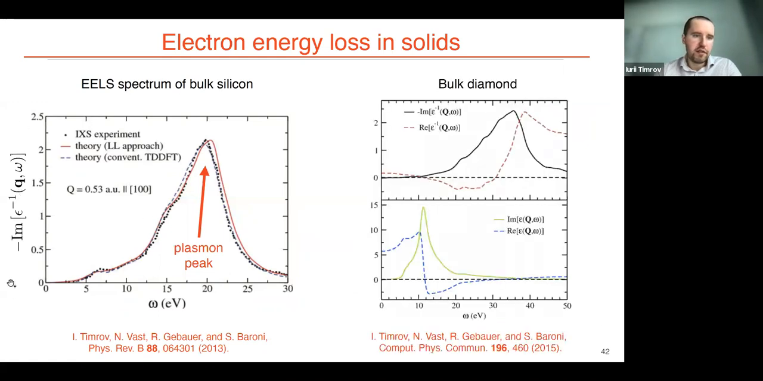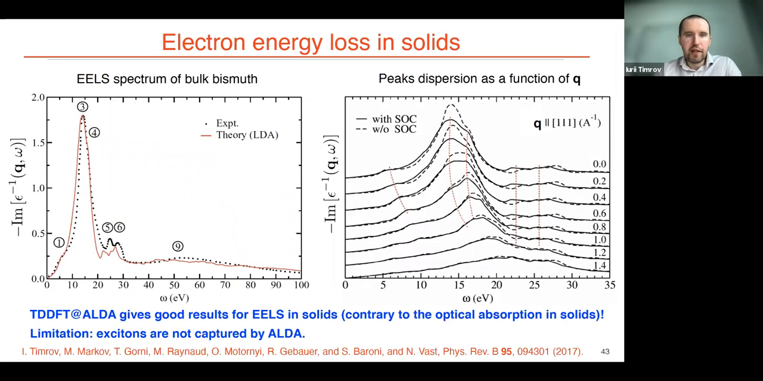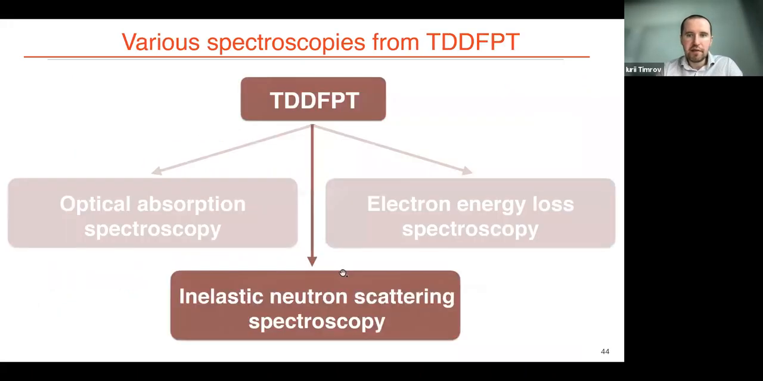If you plot this object, which is the loss function as a function of energy, you obtain the loss spectrum for silicon, and this intense peak is the plasmon. So a plasmon is a collective excitation of electrons. It's a quasi-particle. We will discuss more during the hands-on. Also an example for bulk diamond. This I can probably skip. We can also include relativistic effects like spin-orbit coupling when computing the electron loss spectrum in bulk bismuth. Good agreement with experiments, but I skip this.